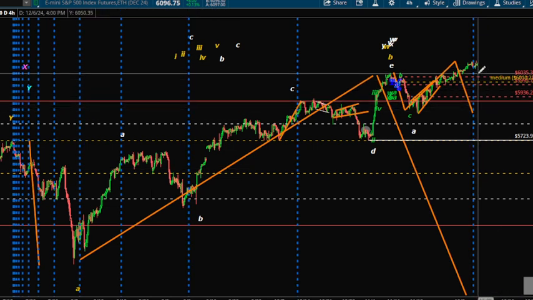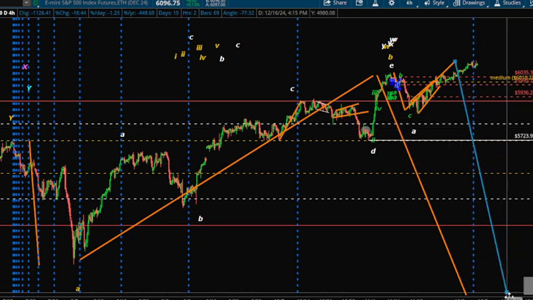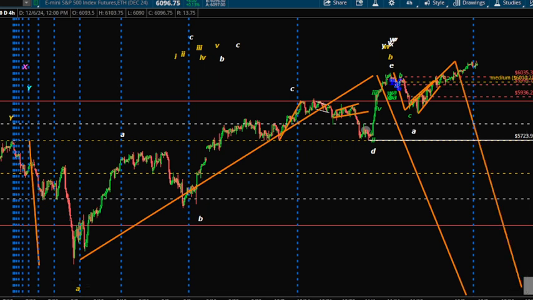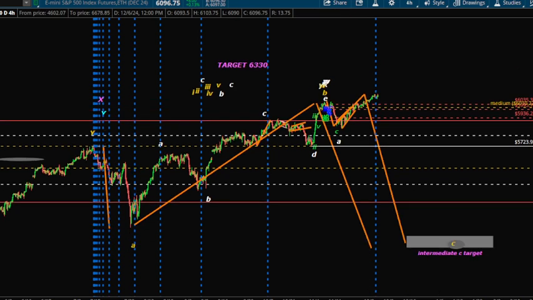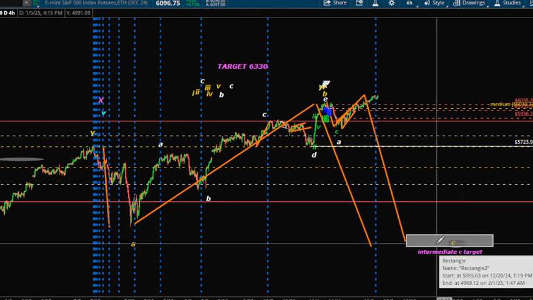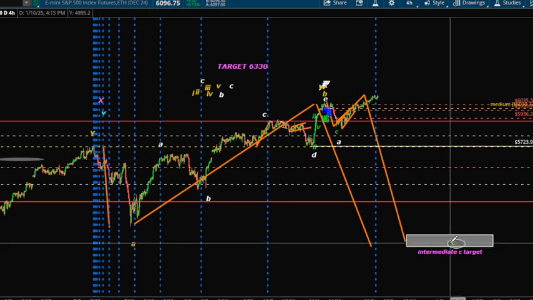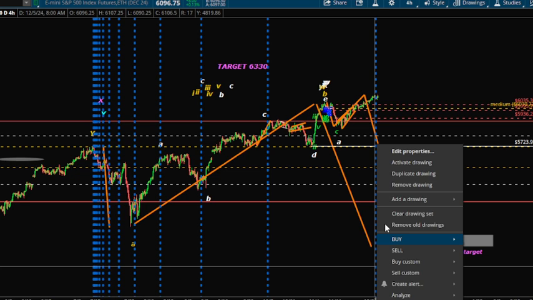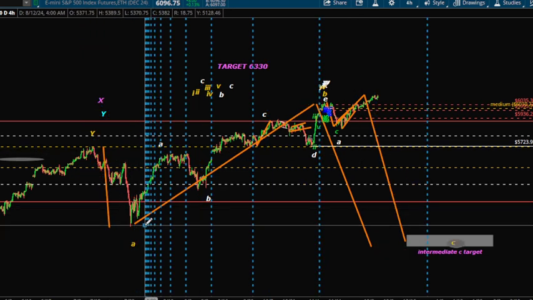So this lines up with what I'm anticipating, what I have labeled as a minor degree C down, I think, which is somewhere down here in this shaded box. Somewhere down here. And, you know, basically I get the C move just measured by the initial A move. So instead of measuring up for the B, I just measure down for the C.